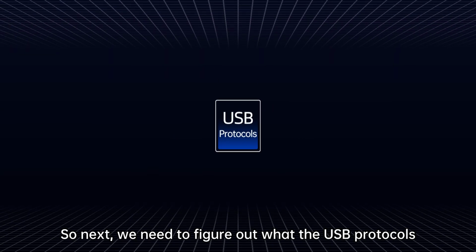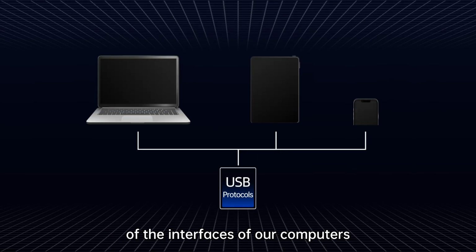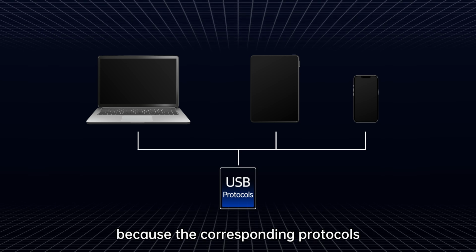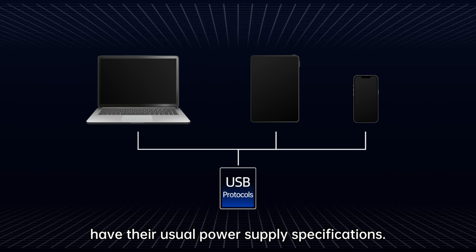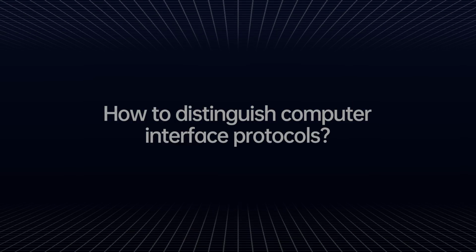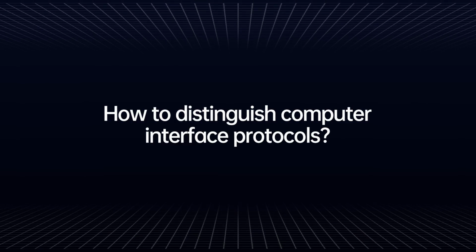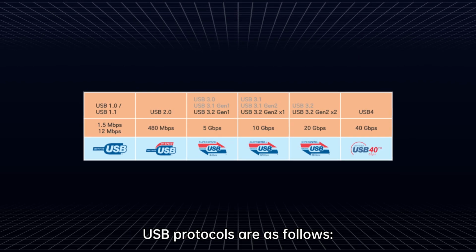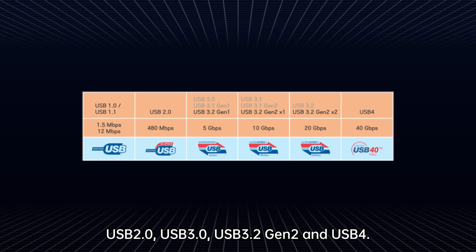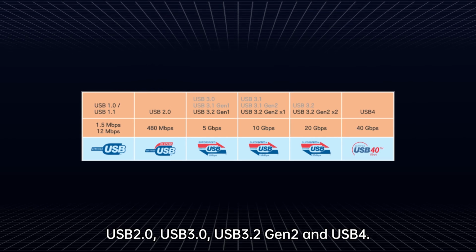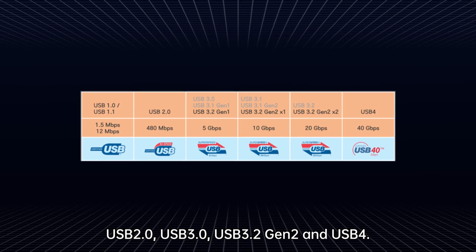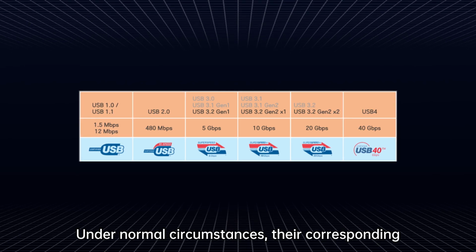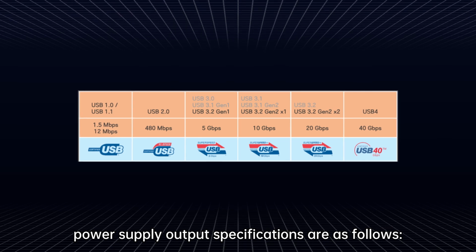So next, we need to figure out what the USB protocols of the interfaces of our computers, tablets, and mobile phones are, because the corresponding protocols have their usual power supply specifications. Currently, the common classifications of USB protocols are as follows: USB 2.0, USB 3.0, USB 3.2 Gen 2 and USB 4. Under normal circumstances, their corresponding power supply output specifications are as follows.